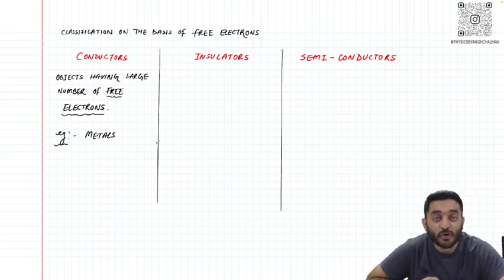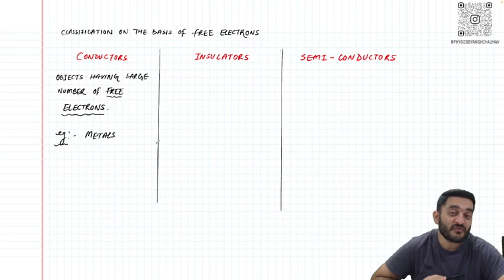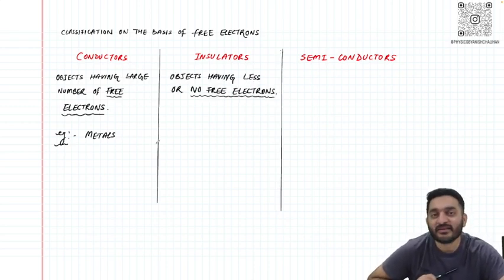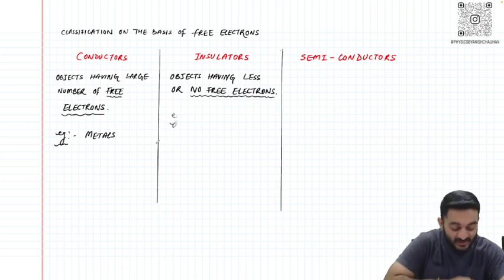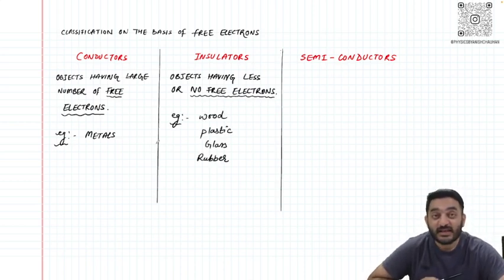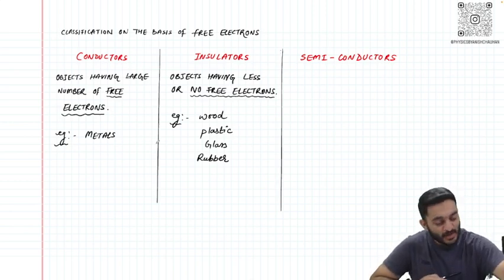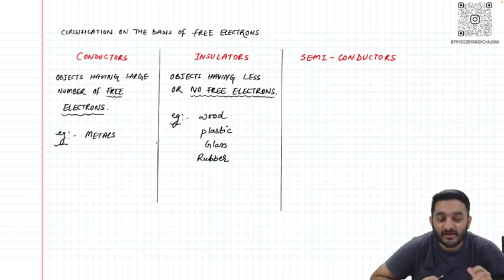On the other side, when you talk about insulators, the free electrons are going to be very few, or you can say there will be no free electrons. Examples are wood, plastic, glass, rubber. These are the materials which we call insulators. Now semiconductor is something which falls in between conductor and insulator.